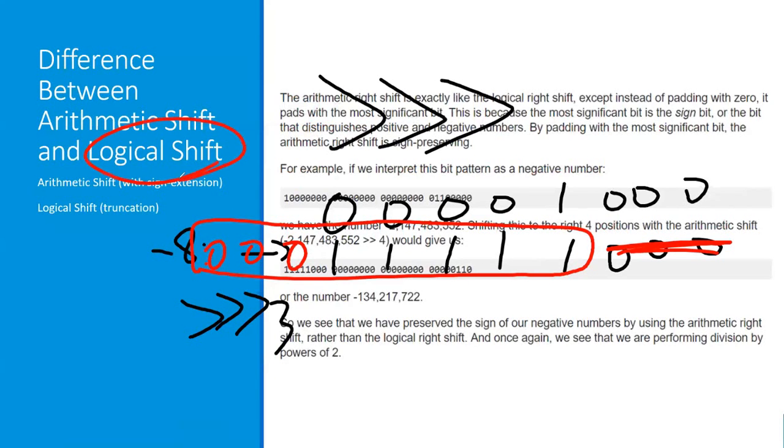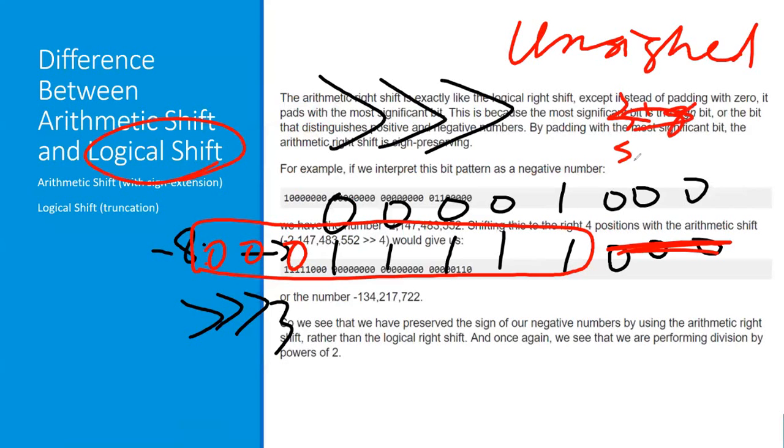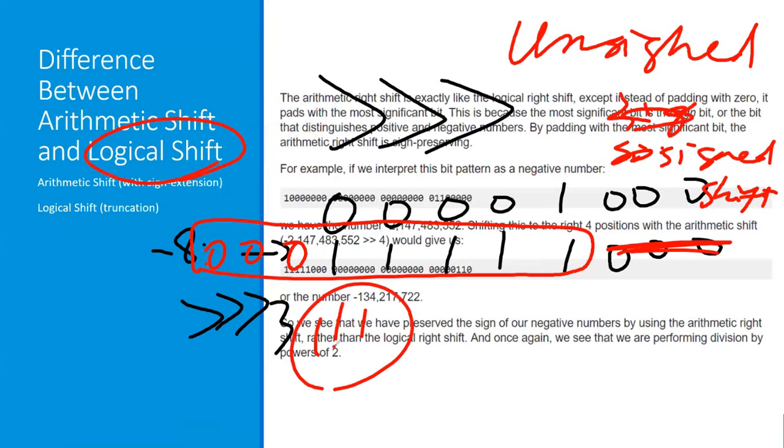Logical shift is unsigned shift, right? It will pad with 0. Arithmetic shift is padded by your sign bit. Is that okay?